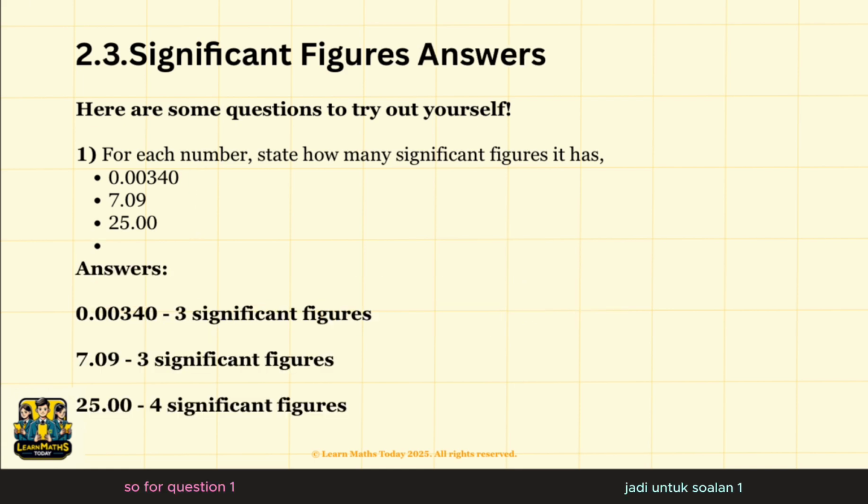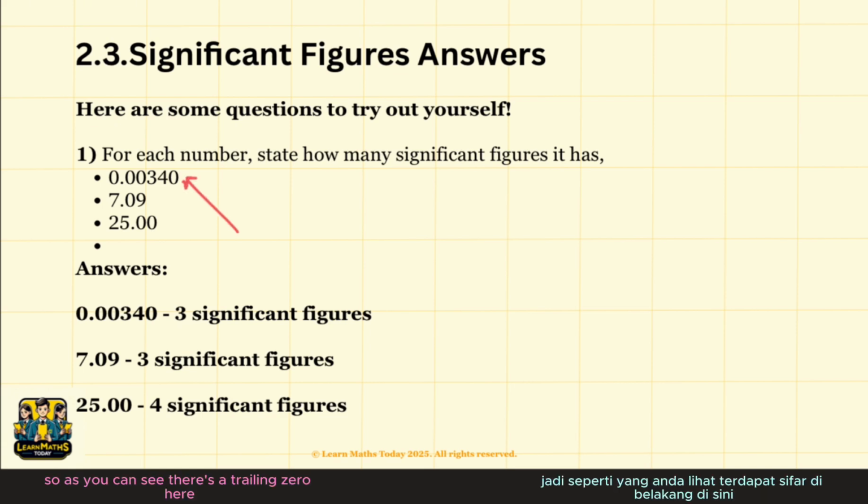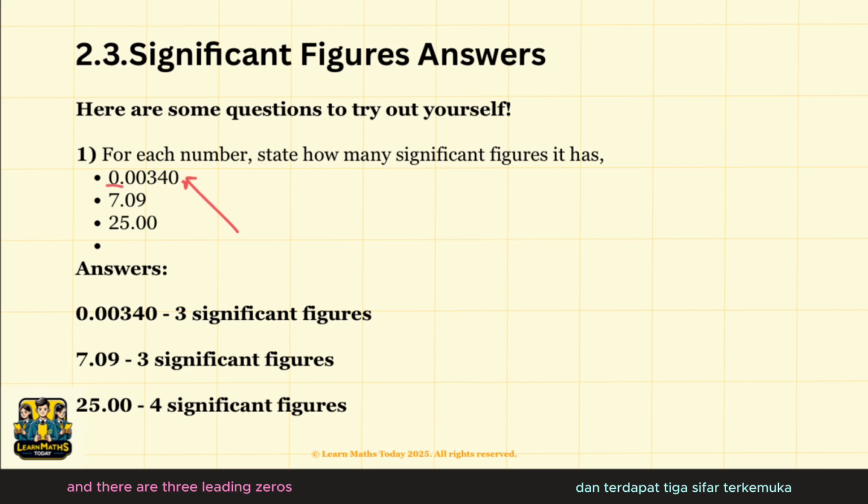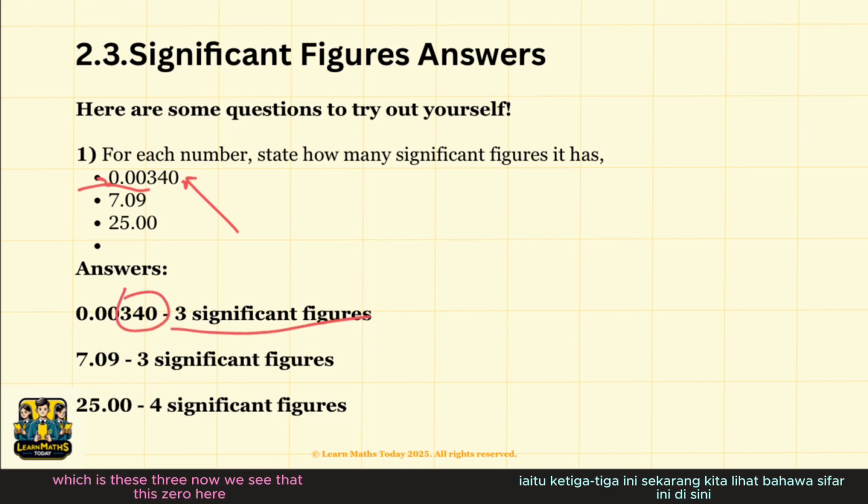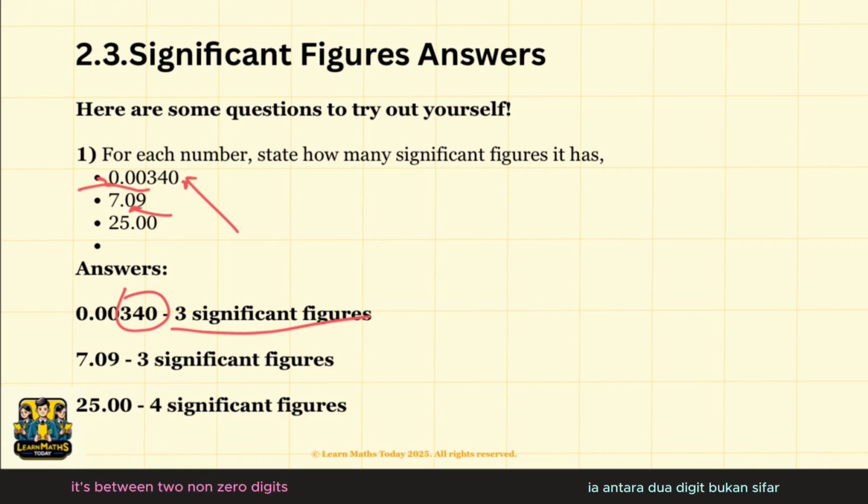So for question 1, let's find how many significant figures there are. So as you can see, there's a trailing zero here, and there are three leading zeros. These three are non-significant and this zero is significant. So there will be three significant figures, which is these three. Now we see that this zero here is between two non-zero digits. Therefore, it has to be significant. And these three are all significant and therefore has three significant figures.